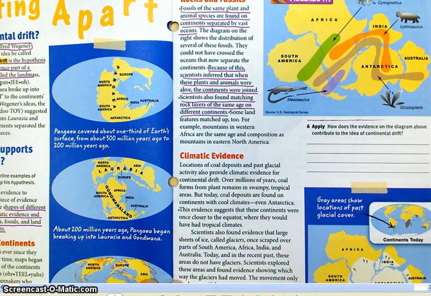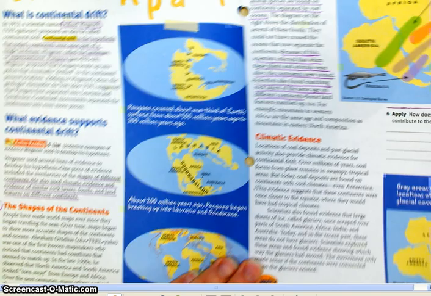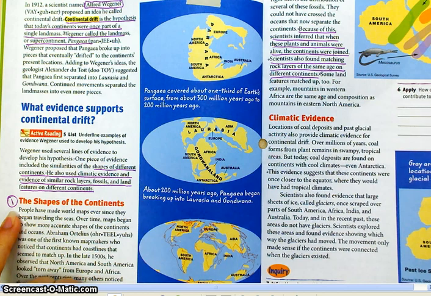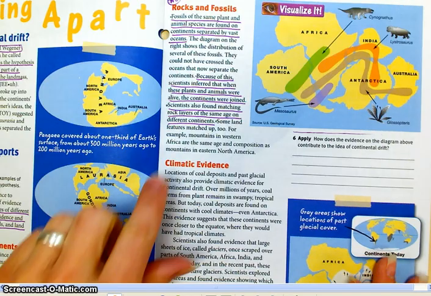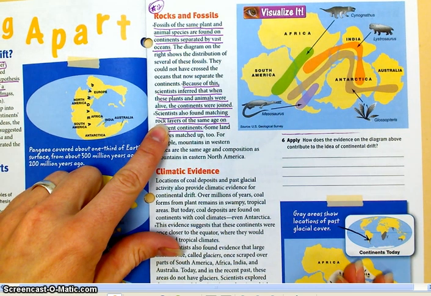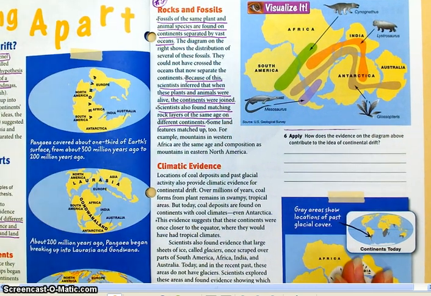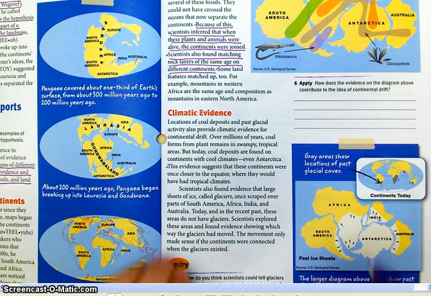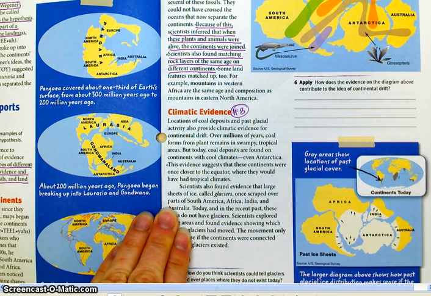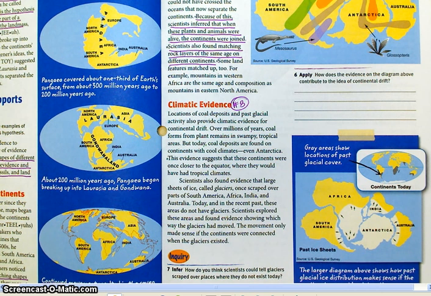All right, so we're building our case for continental drift. So far, we have piece of evidence number 1, the shapes of the continents seem to match up. Piece of evidence number 2, we have rocks and fossils that are the same being found on different continents. And then we have piece of evidence number 3 down here that is climatic evidence. Locations of coal deposits and past glacial activity also provide climatic evidence for continental drift.